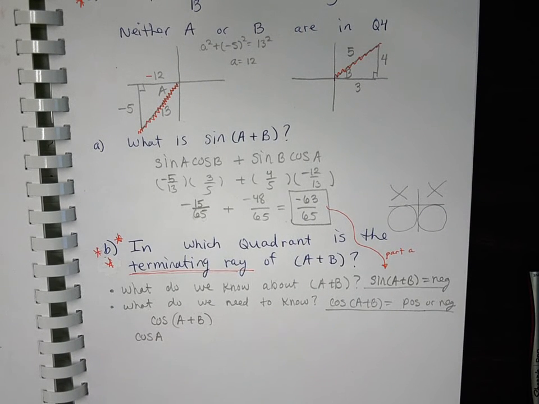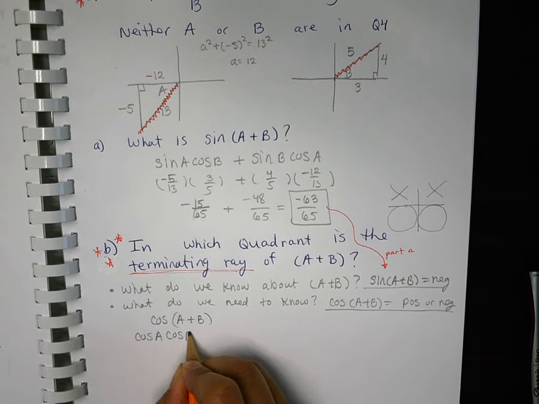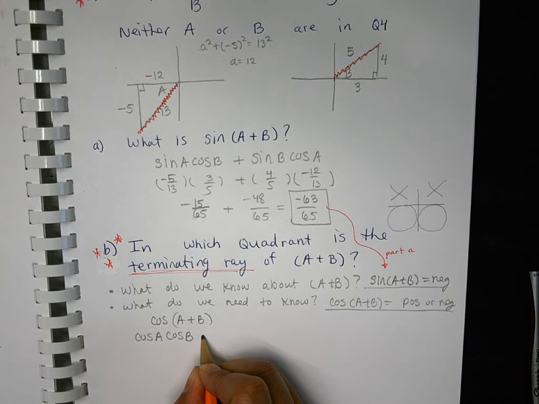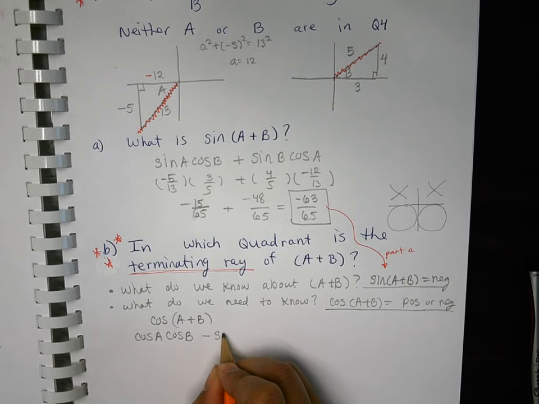Can you give me the rest of it, Justin? The rest of the expansion for cosine of A plus B? Yeah, we have cosine A, cosine B, and then we have minus, rather, sine A and then sine B. Perfect.